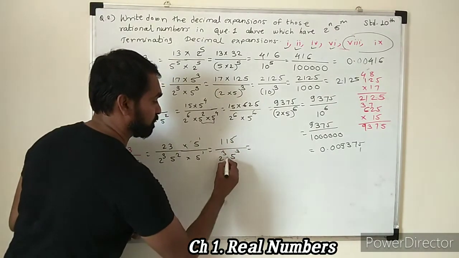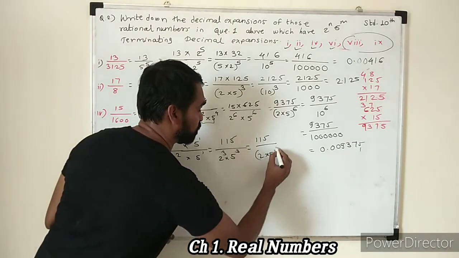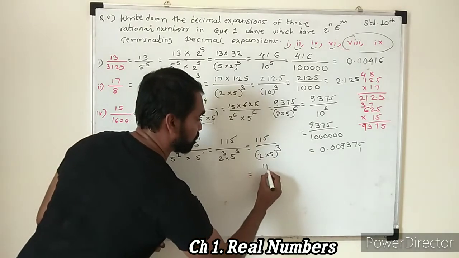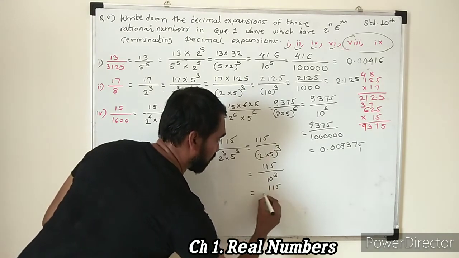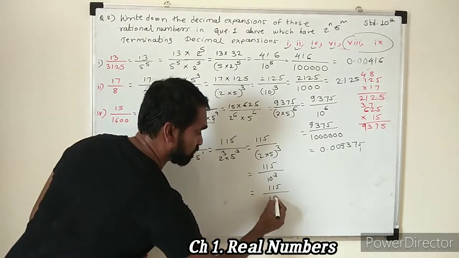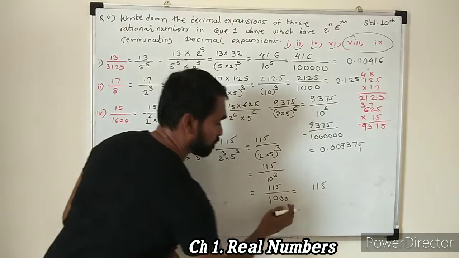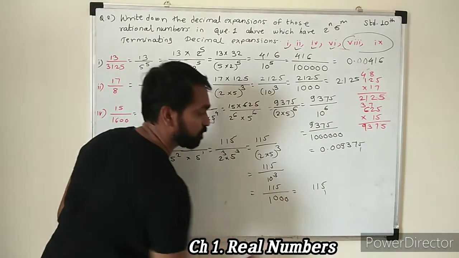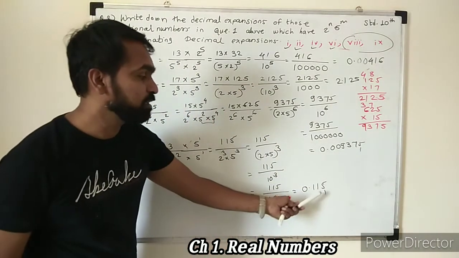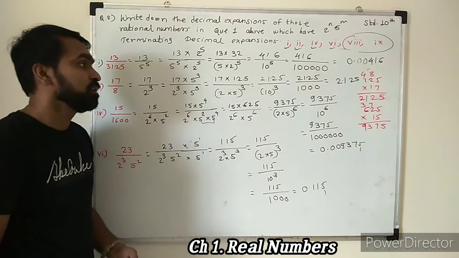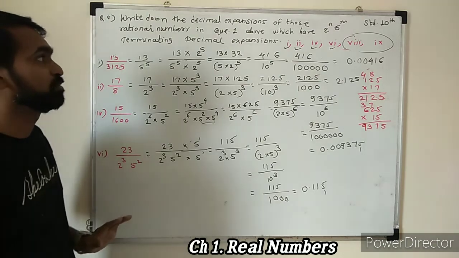Both same. Okay. Now 115 upon 2 multiply 5 raised to 3. So 115 upon 2 times 5 is 10. 10 raised to 3 means 115 upon 1 and 3 times 0. That is 1, 2, 3. Right? Now see, here the number 115. So how many zeros are there? 3 zeros. So count that here 1, 2, 3, point and 0. So what is the answer? 0.115. This way you have to convert rational numbers into decimal form.